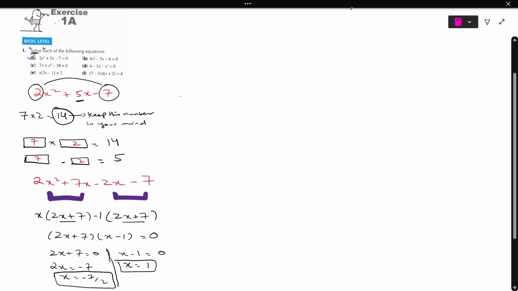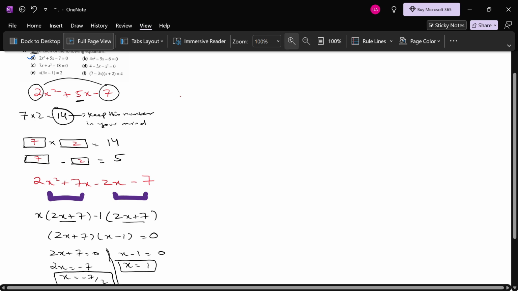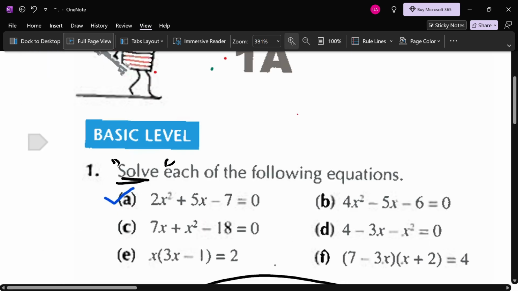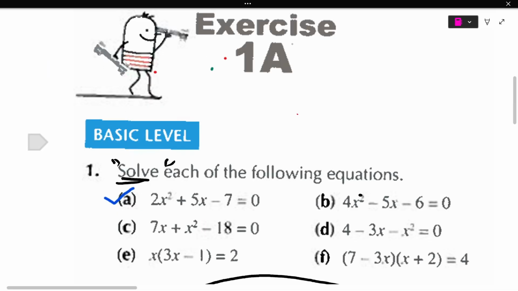Okay, now I want you to look at part number B. Now I'm going to zoom in so that you can have a clear view of part B. So this is what part B says. It says that you have 4x square minus 5x minus 6 is equal to 0.